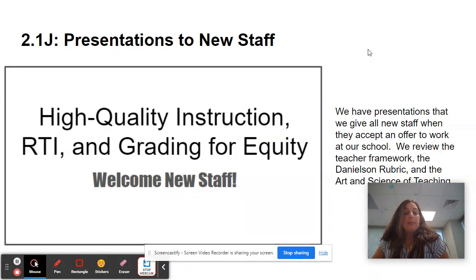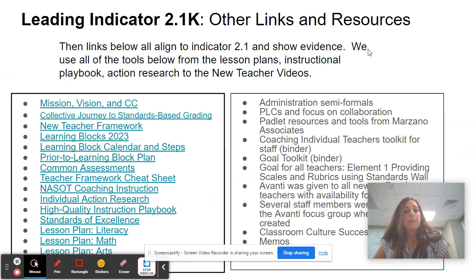We also really want to make sure that we're giving the best PD to our teachers. So we do this by giving presentations to our new staff. We do this with giving high quality instruction training, as well as in RTI and grading for equity. So we have presentations that we give to all new staff when they accept an offer to work here at our building. And we ultimately review not only our framework for teaching, but our Danielson rubric, the evaluation tool, as well as the art and science of teaching. We want to make sure we're continuously improving in our high quality instruction, RTI, and grading for equity. And it's important to start this work, especially with our new hires.